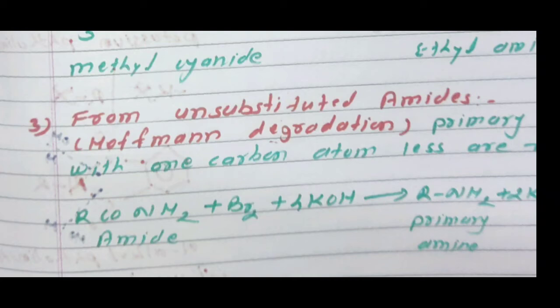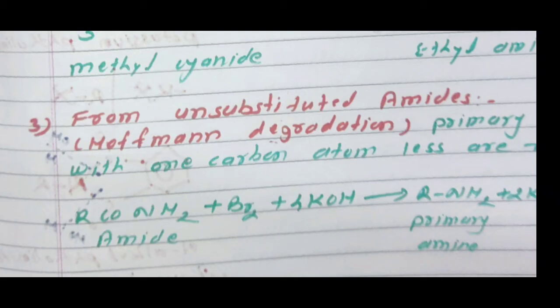This is a very convenient method for the preparation of primary amines. When acid amides containing up to 6 carbon atoms are treated with bromine and caustic potash, primary amines with one carbon atom less are formed. Here is the general reaction: RCONH2 is the amide. The CONH2 group is called the amide, and R is the alkyl group. Therefore, RCONH2 plus Br2 plus KOH gives the primary amine, RNH2.